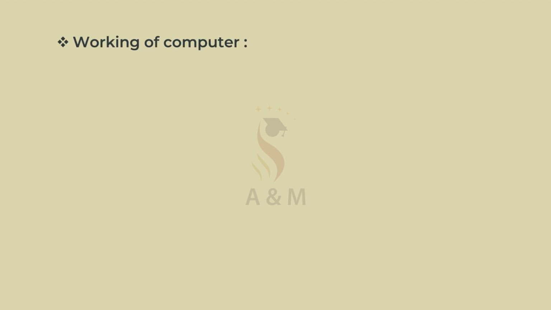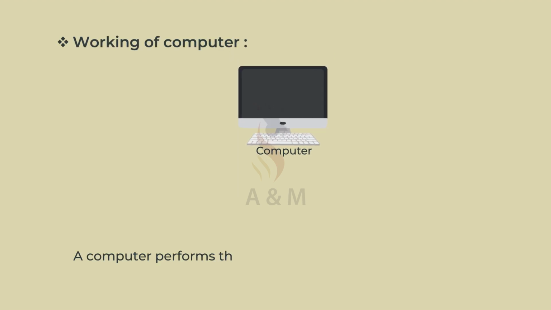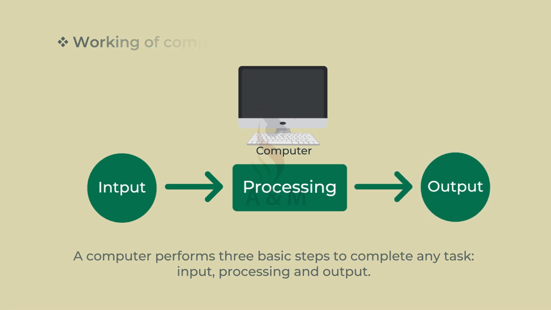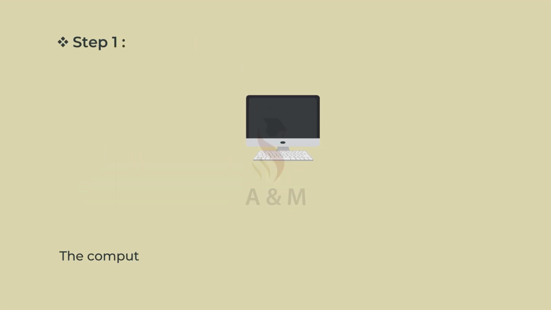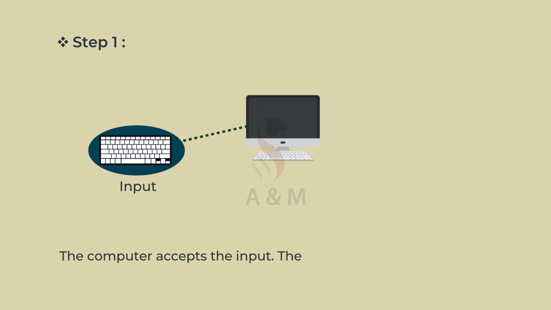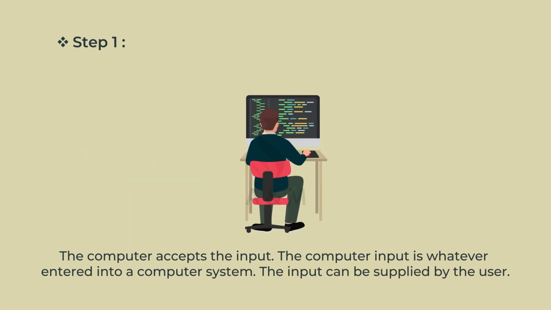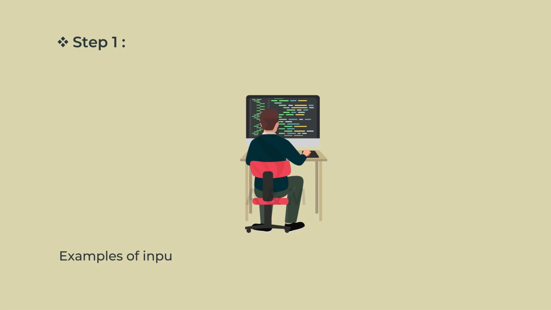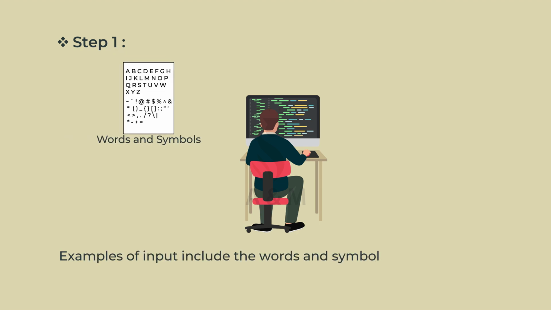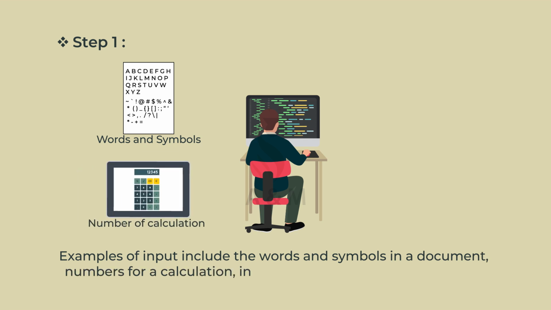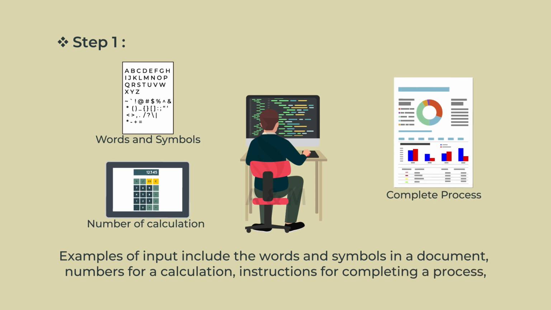How does a computer work? A computer performs three basic steps to complete any task, that is, input, processing, and output. Step 1. The computer accepts the input. The computer input is whatever is entered into a computer system. The input can be supplied by the user. Examples of input include the words and symbols in a document, numbers for a calculation, and instructions for completing a process.